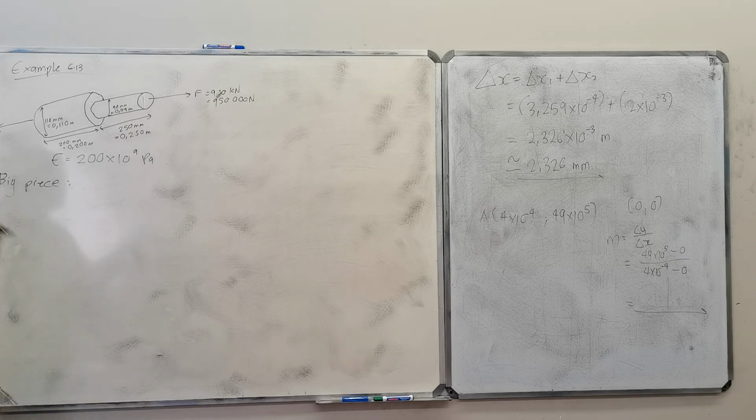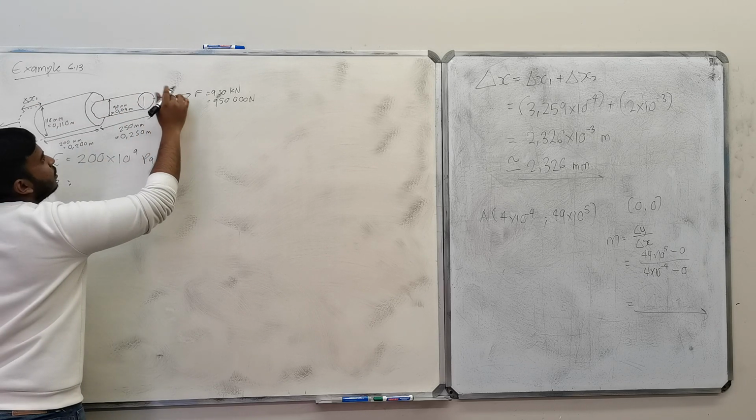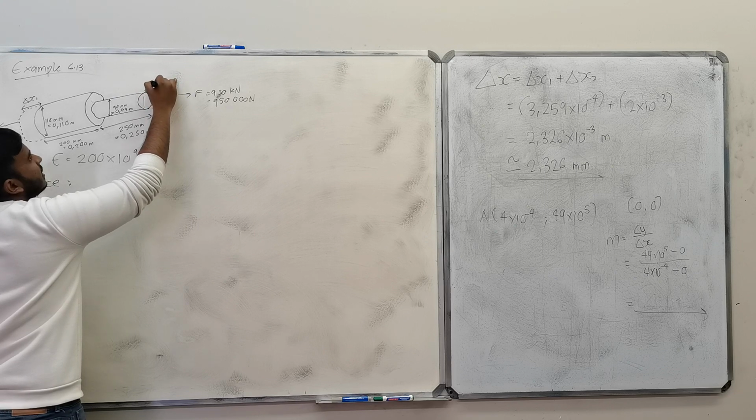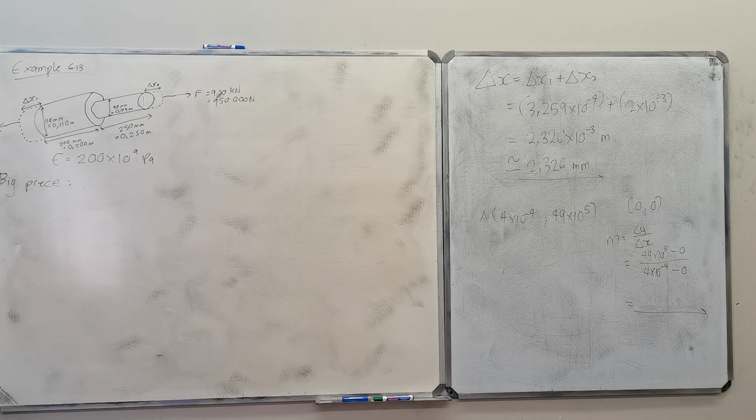So, big piece. What do we need to calculate the total extension? We need to know the length. When this thing is subjected to a tensile force, how much did it stretch? It's going to change by delta x1, and then the other end would also extend by delta x2. So the question wants to know the overall delta x, delta x1 plus delta x2.